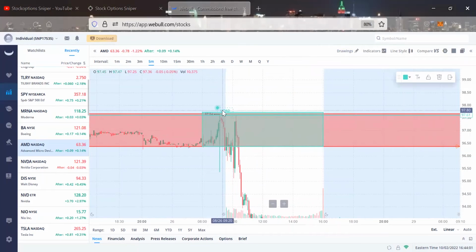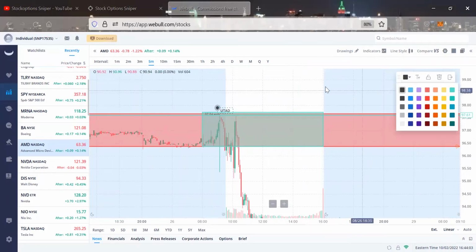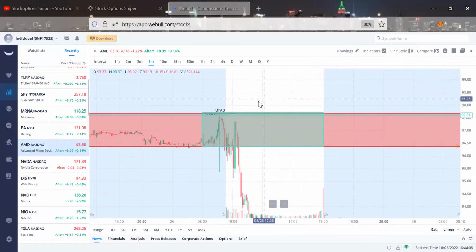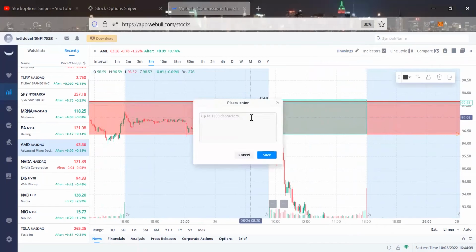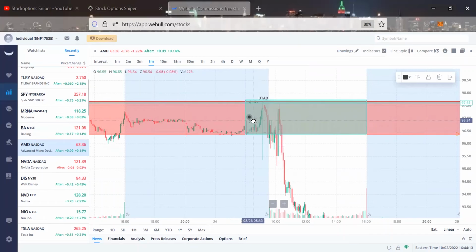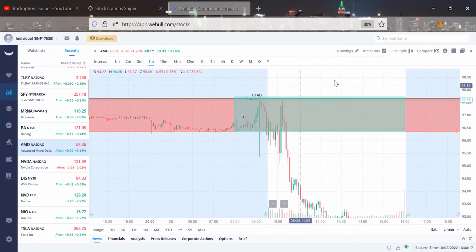Once you get that UTAD, the upthrust after distribution, we got the UT, right? Yeah, this could even be the UT. This is a little bit tricky right here, but this is the test.